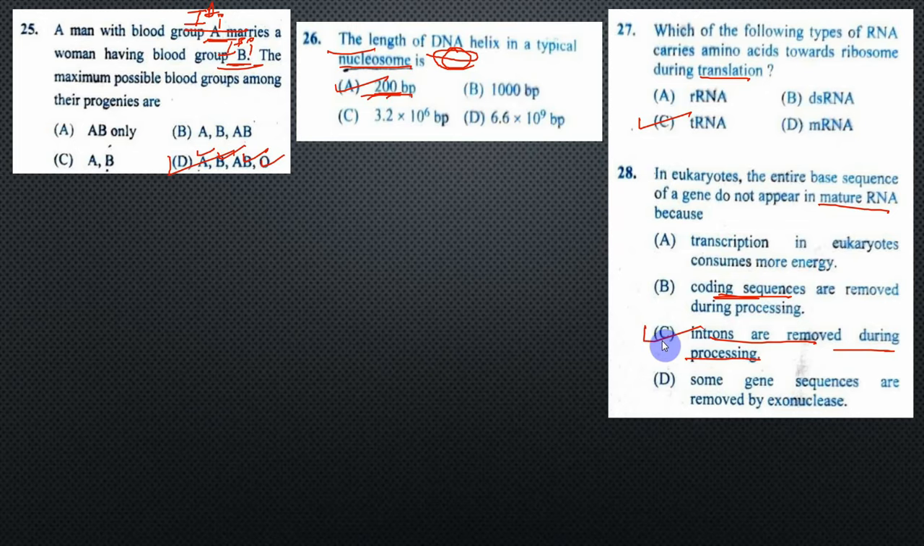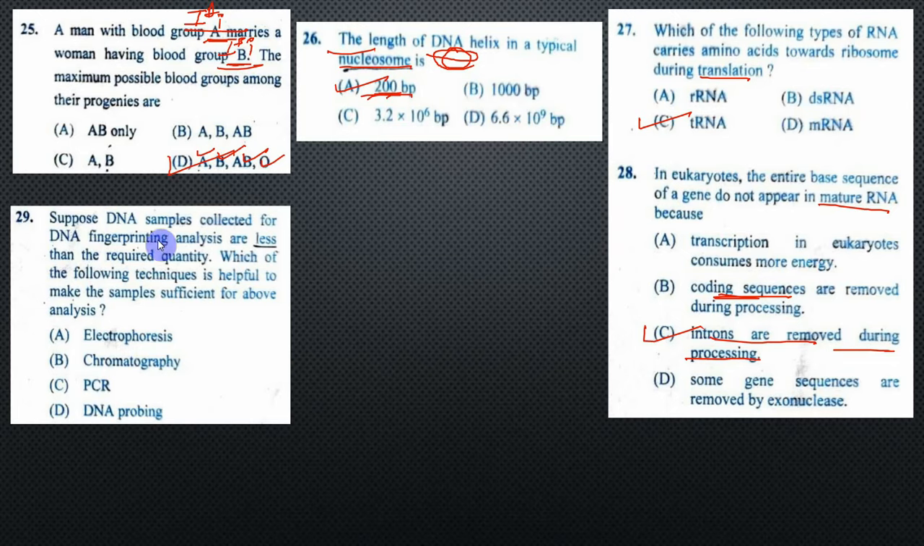Right. Let us go on to the next set. Suppose DNA samples collected for the DNA fingerprinting analysis are less than the required quantity. Which of the following techniques is helpful to make the samples sufficient for the above analysis? A is electrophoresis, B is chromatography, C is PCR, D is DNA probing. Electrophoresis is basically a separation technique, chromatography is basically a purification technique, and PCR is the technique that is used to create more amount of DNA. And DNA probing is basically a hybridization technique, which is not concerned over here. PCR is the right answer for this particular question.